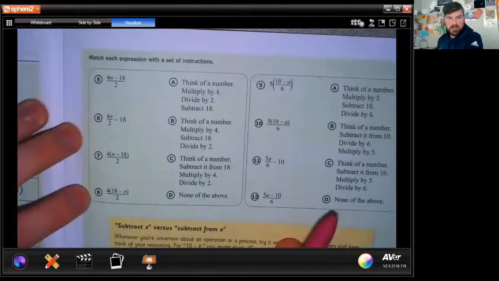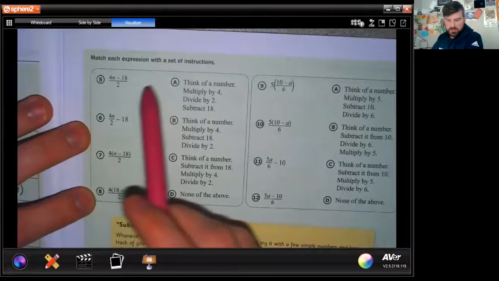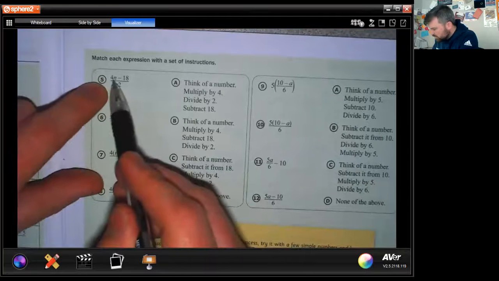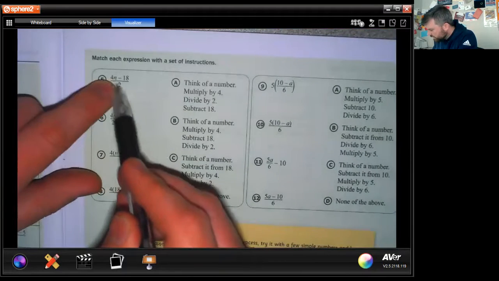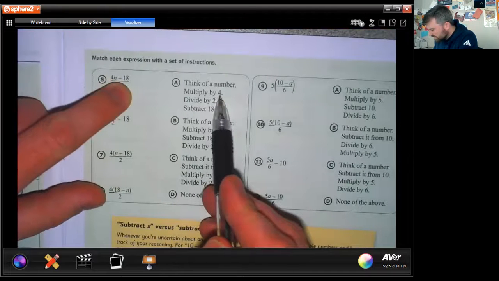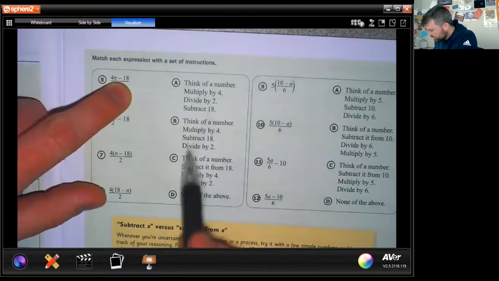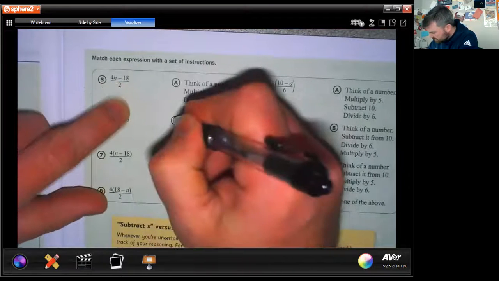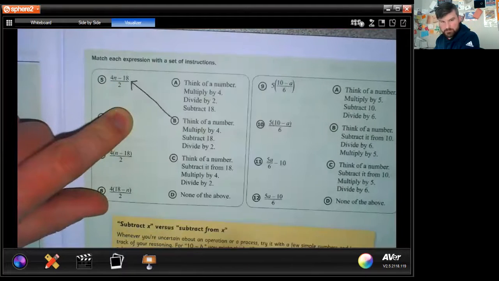Number 5 through 12, they're all kind of the same thing here. It says match each expression with a set of instructions. So here it looks like we took a number times 4. Think of a number, multiply by 4. Then we subtracted 18. Here's one that says subtract 18. So it looks like this one goes with that one.